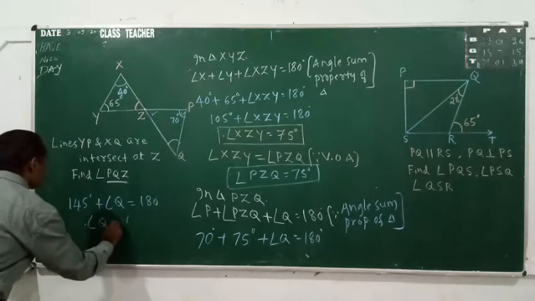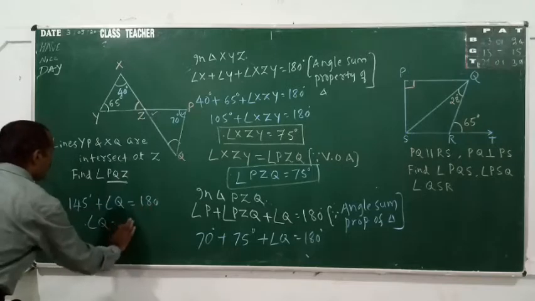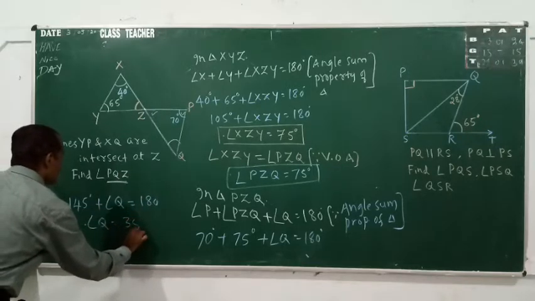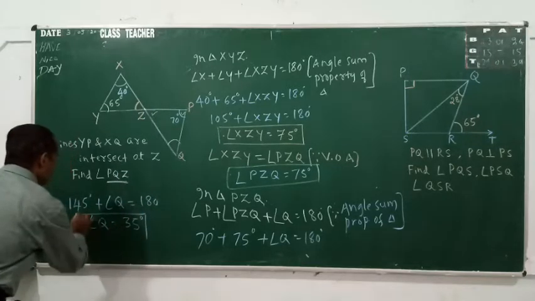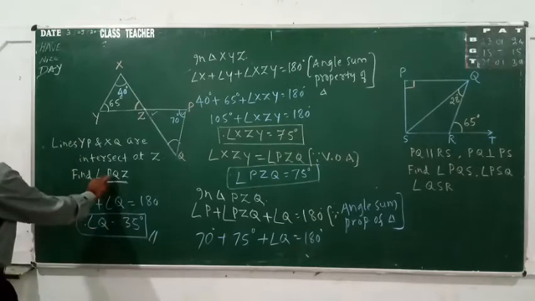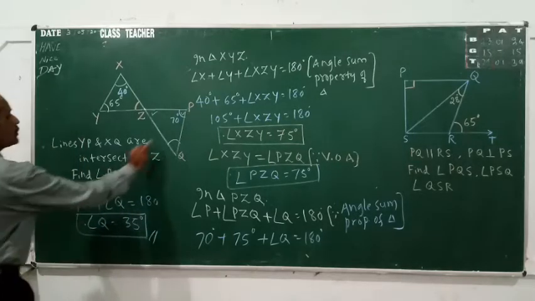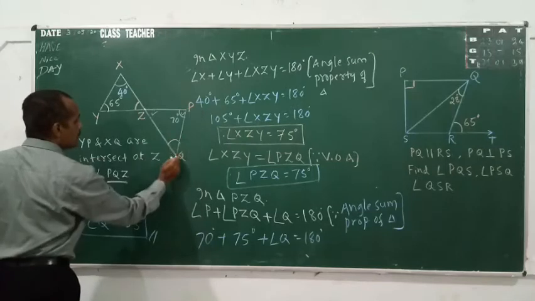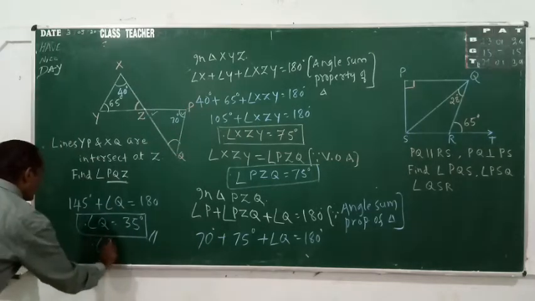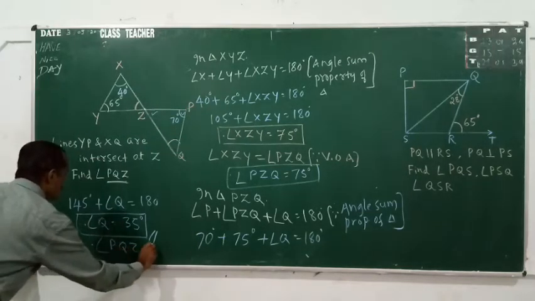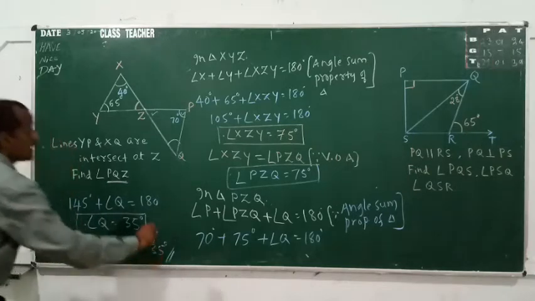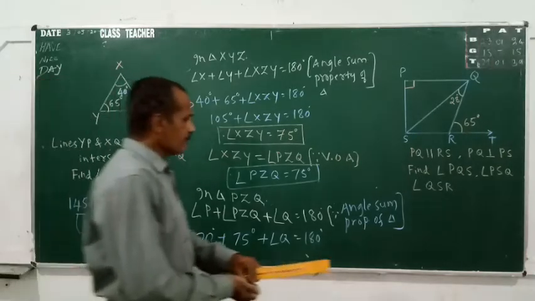Therefore, angle Q is equal to 180 minus 145. That gives you 35 degrees. Angle Q is equal to 35. Angle Q means angle PQZ. Therefore, angle PQZ is equal to 35 degrees. That is the end of the problem.